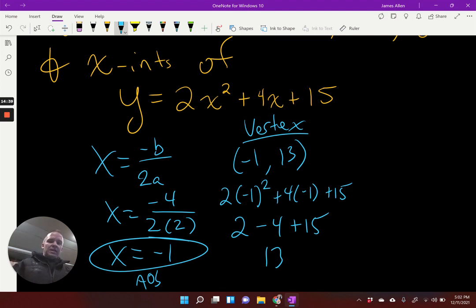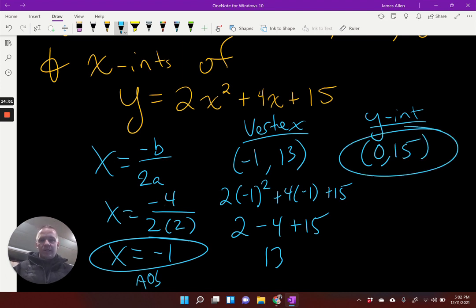Cool. And then my y-intercept. That one's not too bad, right? If I plug 0 in, they cancel, and I'm left with 0 comma 15. It's that last guy right there. That's awesome. Got our vertex, axis of symmetry, and our y-intercept. Now it's time for the x-intercepts, which generally are the biggest pain.